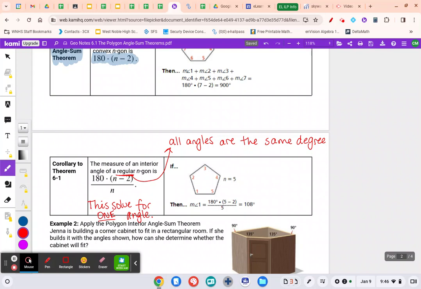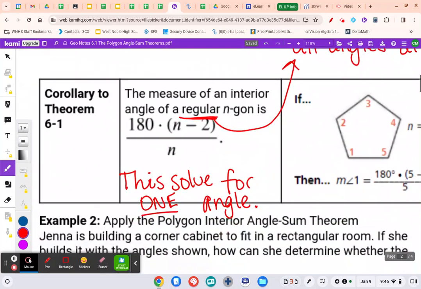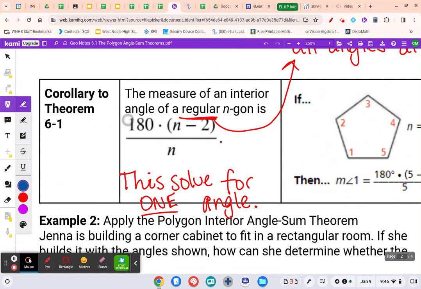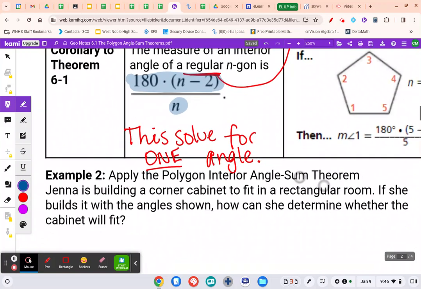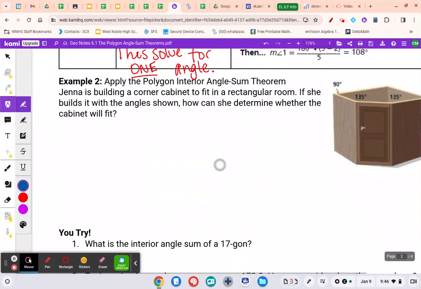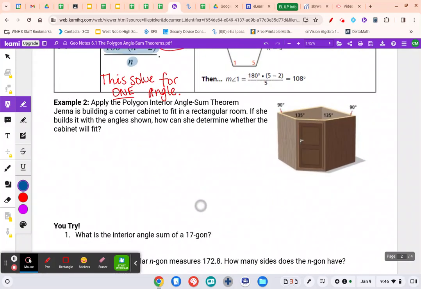You'll notice that the formula that we have here is just our sum formula, and then you divide that by the number of sides to find the singular angle. So it's very similar. I would also write this one on your yellow folder, and we will practice with it in a minute. We're going to do a different example real quick.